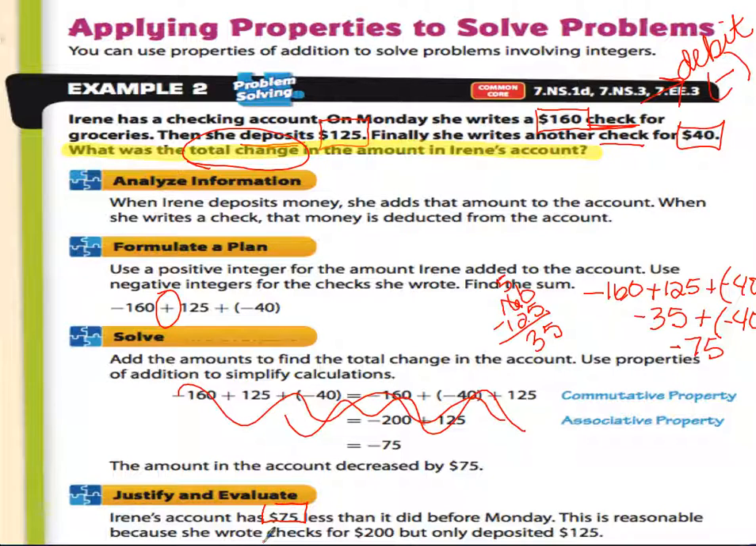So the change was that she wrote a check for 160 and took it away, but then she added that 125 back, but then she took away 40 again. So overall, even though all that change was happening, the change in her account was only $75, and it was $75 less than what she started with.